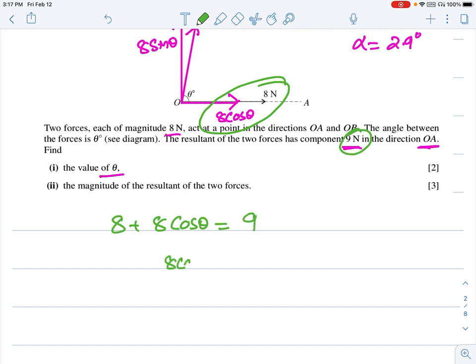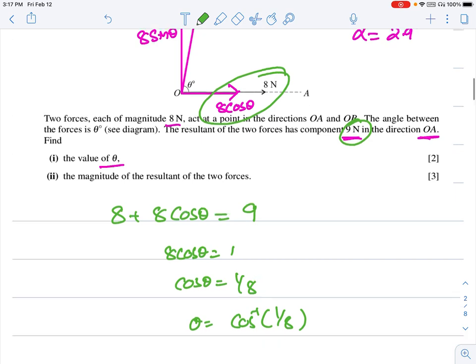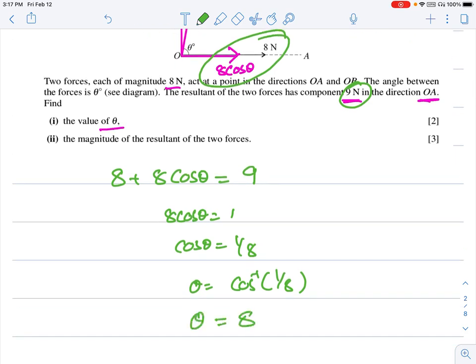From there, 8 cos theta is equal to 1, cos theta is equal to 1 upon 8, theta is equal to cos inverse 1 upon 8. Pull up the calculator, shift cos inverse 1 divided by 8 should give you 82.8 degrees. So theta is equal to 82.8 degrees.